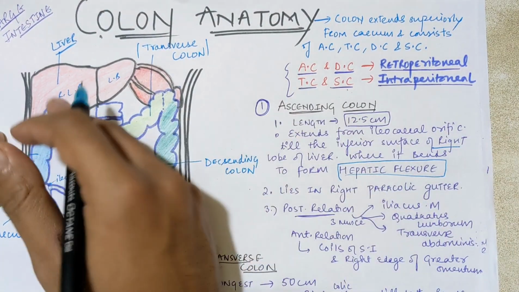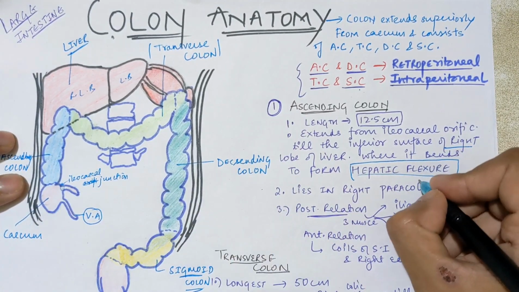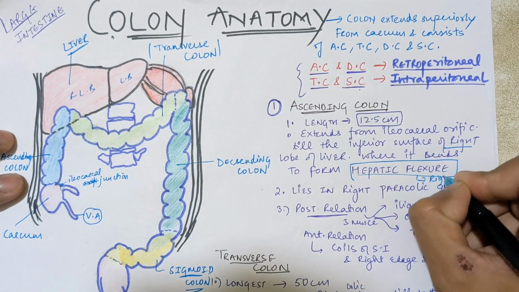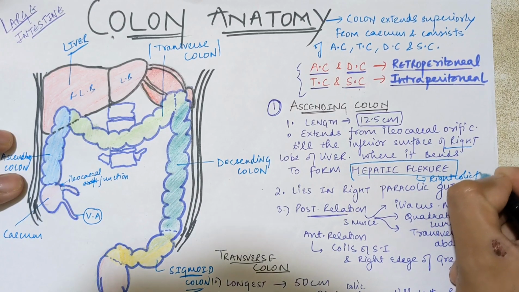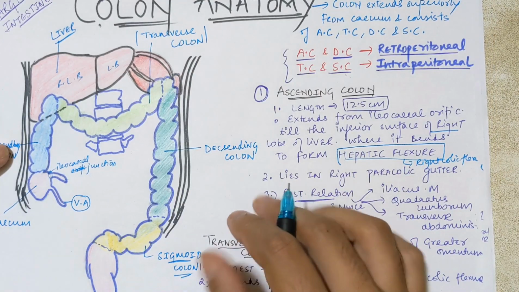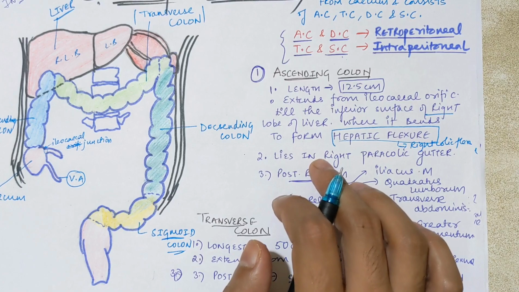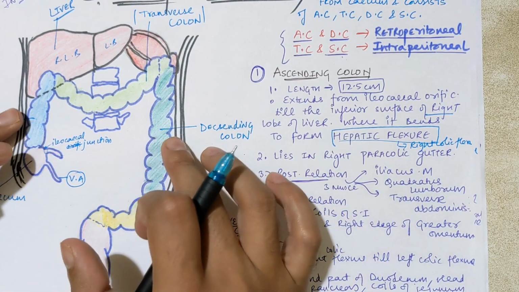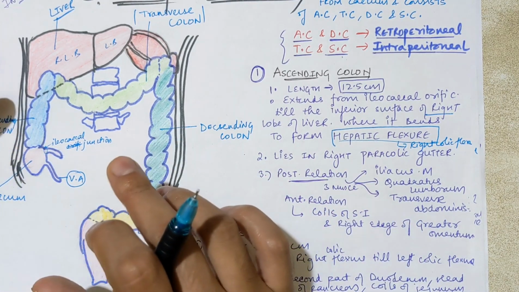Clear? Why hepatic? Because it is present under the liver. That is why its name is hepatic. So it is also called the right colic flexure. Clear? This much. Now where it lies, it actually lies in the right paracolic gutters. So what are these gutters?